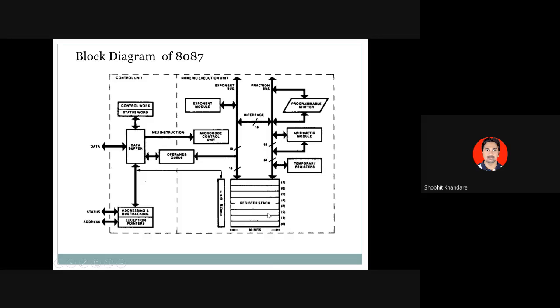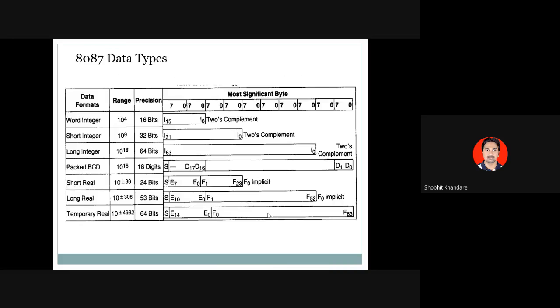But this is more about the block diagram. Now we will talk about the data types. 8086 के data types कौन-कौन से? So it has 7 data types.